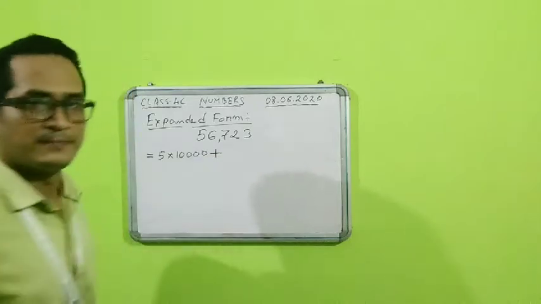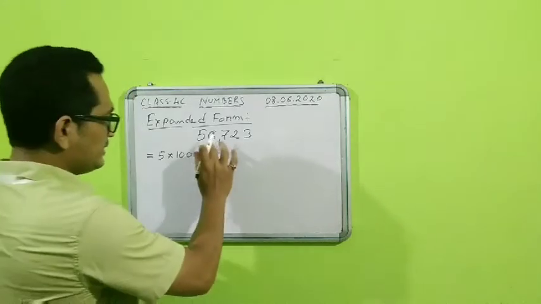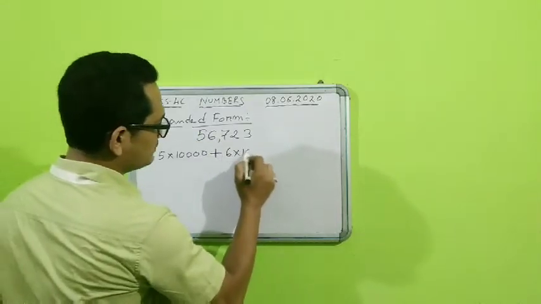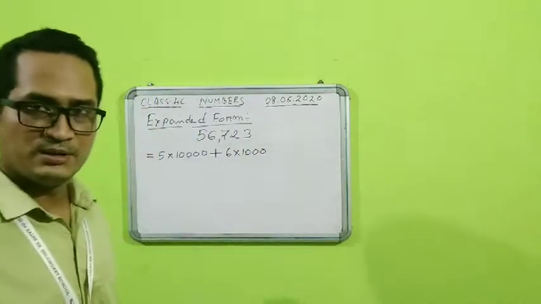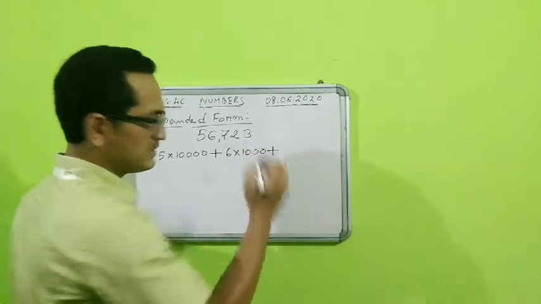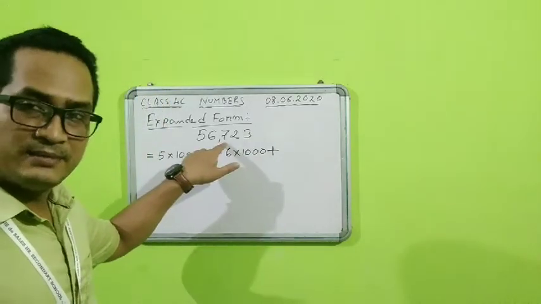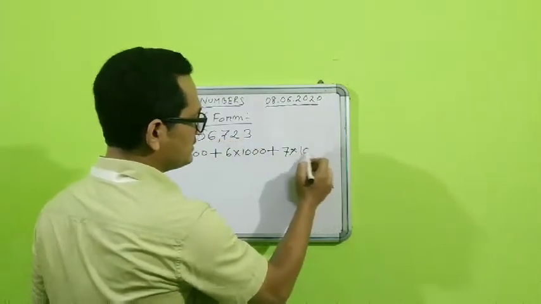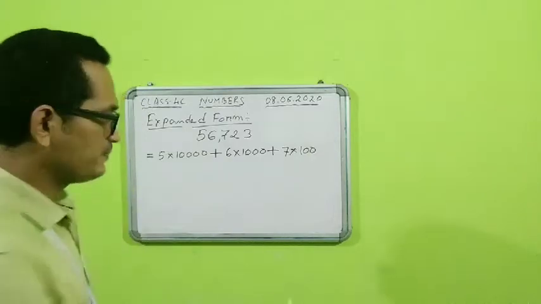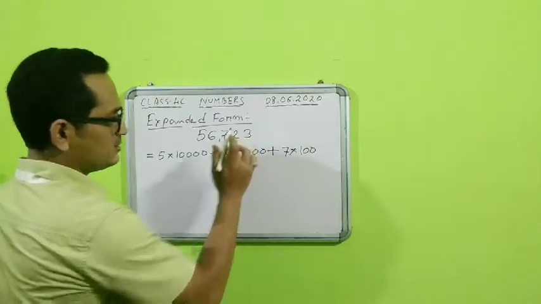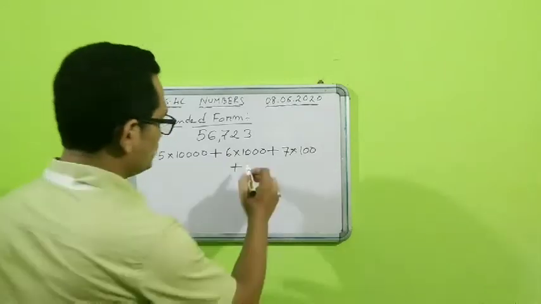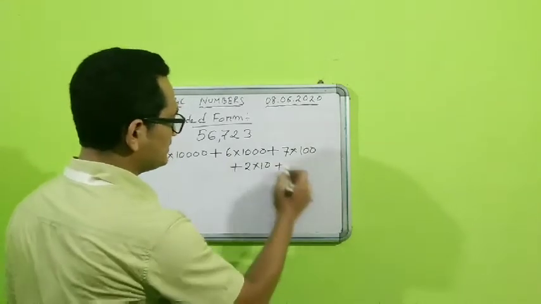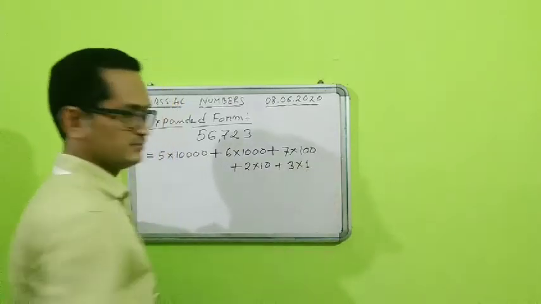Then you need to put a plus sign. Fine. Then come to the next number, that is 6. 6 is in the thousands place, so it will be 6 into 1000. After that again put a plus sign. What is next here? 7. Write 7 and find out the place value of 7. 7 is sitting in the hundreds place, so 7 into 100. Then again put a plus sign. 2. What is the place value of 2? 2 will be 2 into 10 because it is in the tens place. And finally 3 is in the ones place, so 3 into 1.